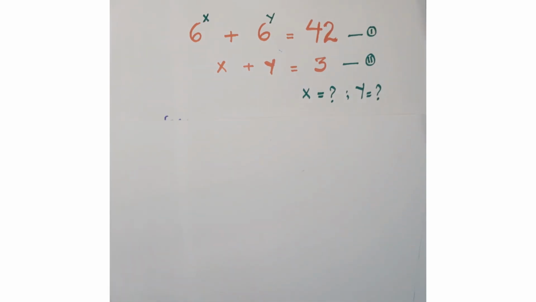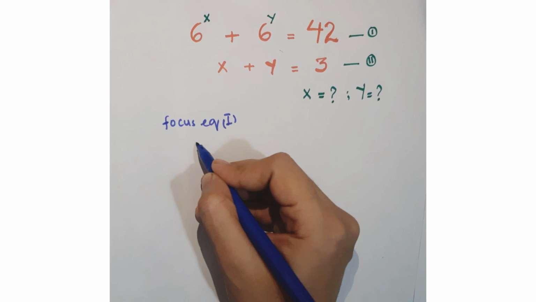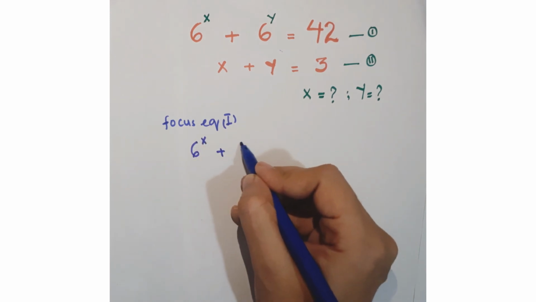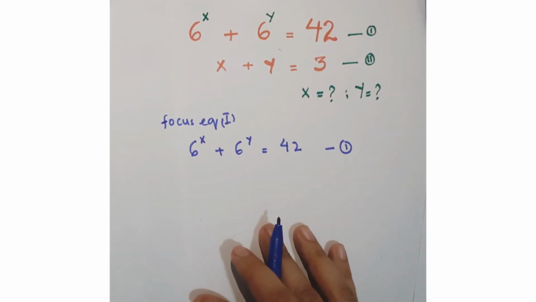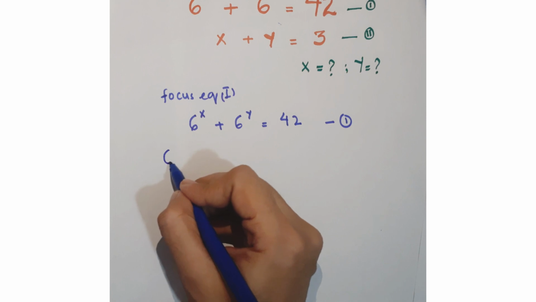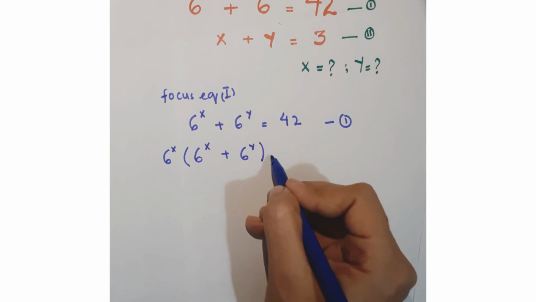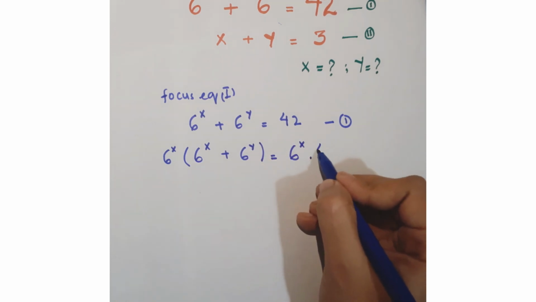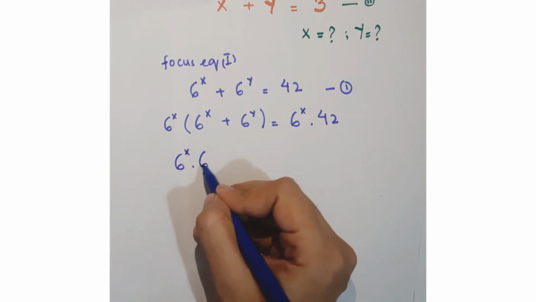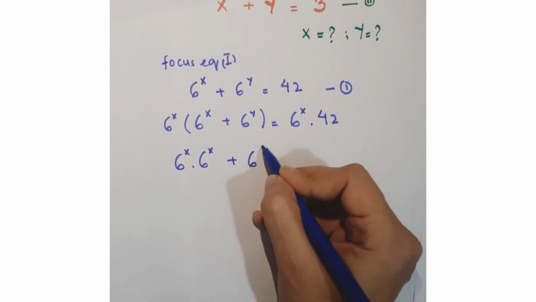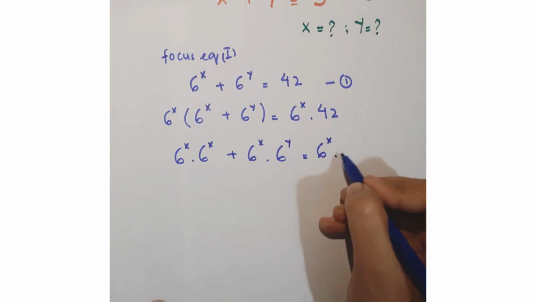So first we'll focus on equation 1. And equation 1 is 6 to the power x plus 6 to the power y is equal to 42. Just multiply the whole equation with 6 to the power x. So what you will get, these two terms are multiplied, you get 6 to the power x dot 6 to the power x plus 6 to the power x dot 6 to the power y is equal to 6 to the power x dot 42.